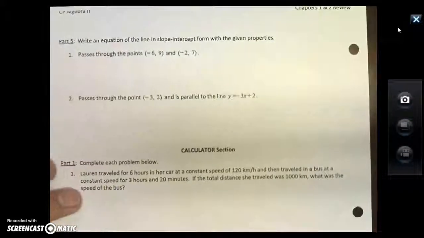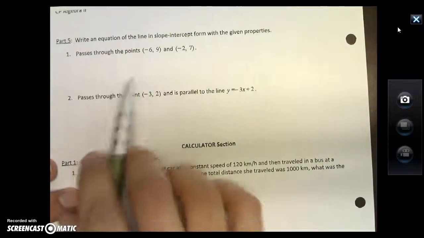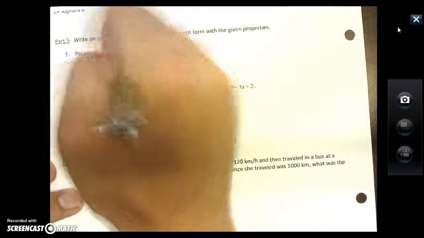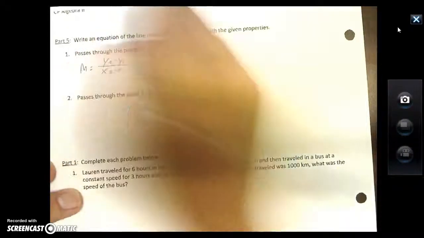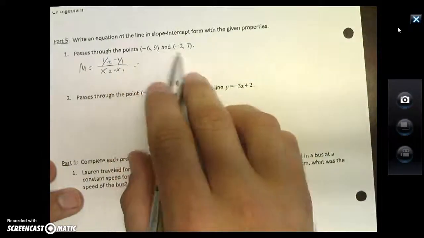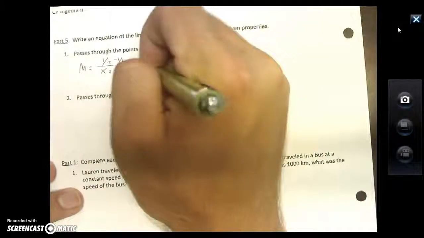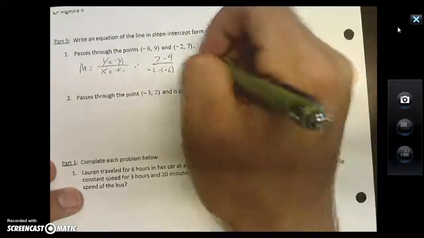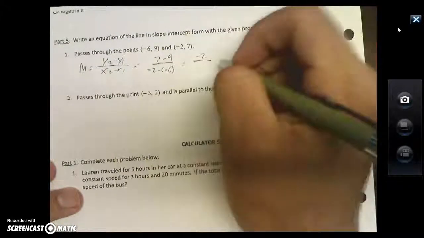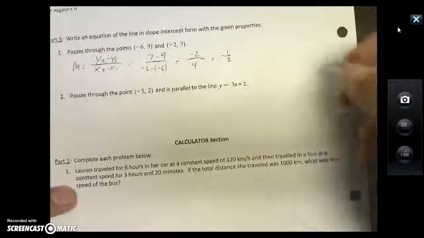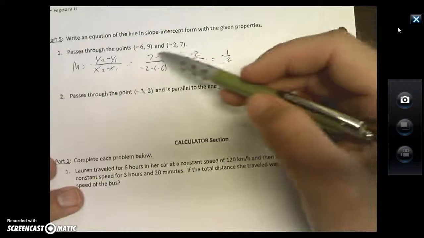Write an equation of a line in slope-intercept form with the given properties. Passes through the following points. We need slope. You will have this formula. You don't have to memorize formulas. x1, y1, x2, y2. 7 minus 9 over -2 minus -6. Be careful with your negative signs. Up top is -2. Down low, -2 plus 6 is 4. So there's my slope.